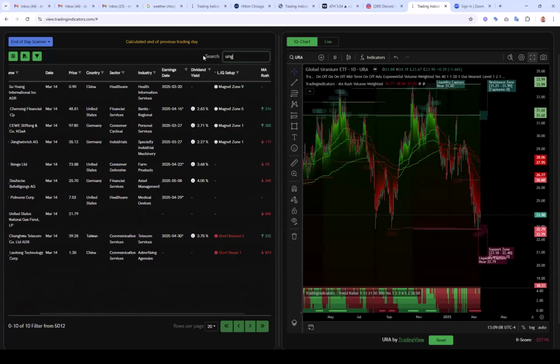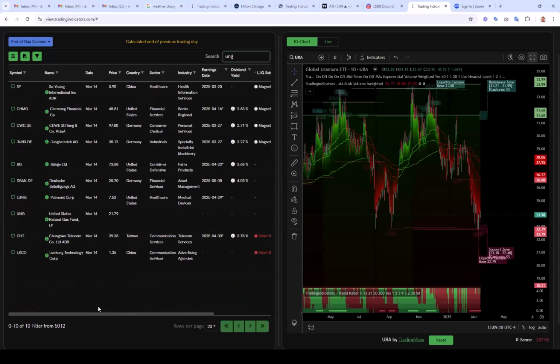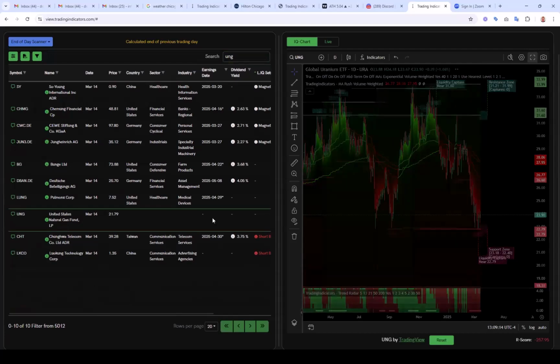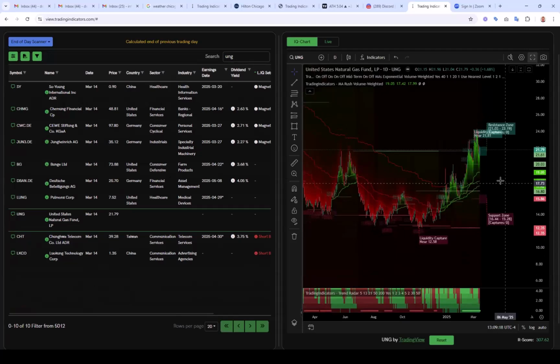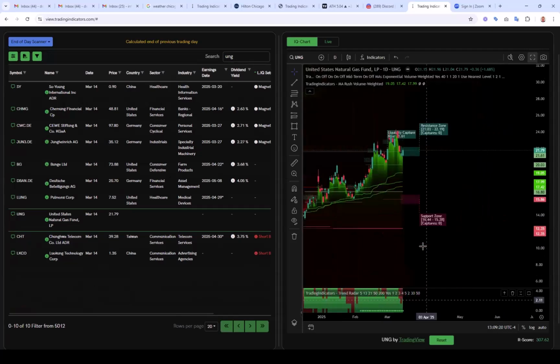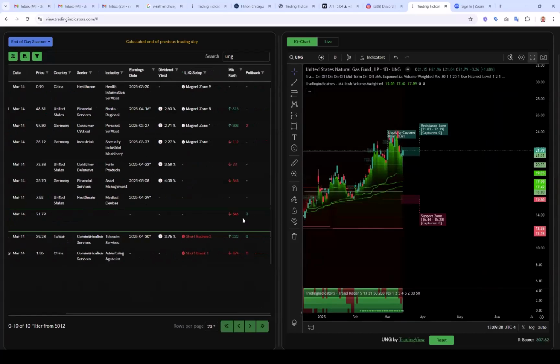UNG. There we go. Let's find it here. UNG, United States natural gas. Yes, of course. What's happening there? This was also on our radar quite a bit. Did we say a short last time at this key resistance level? Definitely bearish, I believe. Let me just quickly have a look. Yeah, bearish for 546 trading days.